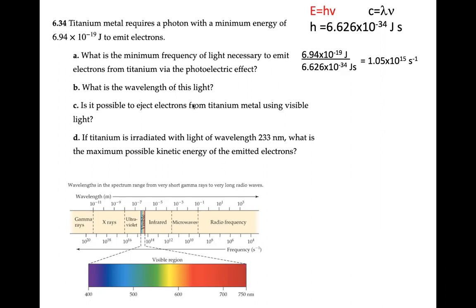So the first one is, what would be the minimum frequency necessary? What this is asking you to do is use the equation E equals h nu. You're given the energy in joules, use Planck's constant, and now solve for the frequency.